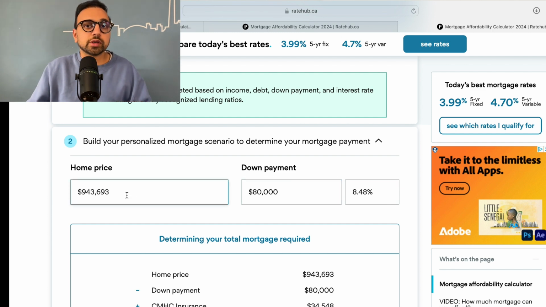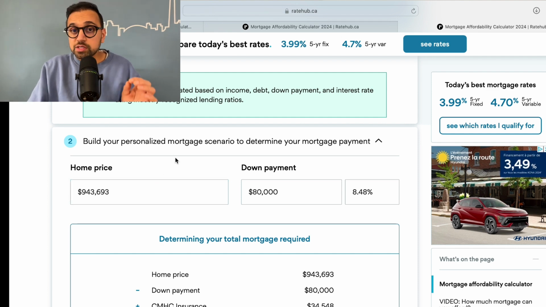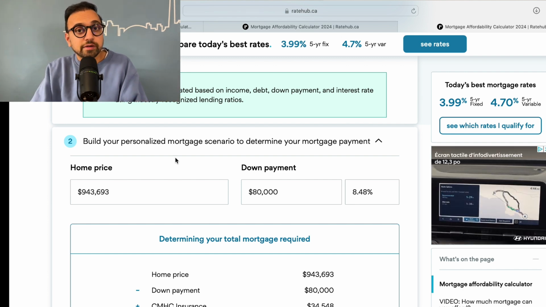Typically, you are able to get 4x of your salary. That's the 4-factor rule. But I would definitely suggest to speak with your mortgage broker or mortgage specialist at the bank to give you more in-depth and more correct numbers.